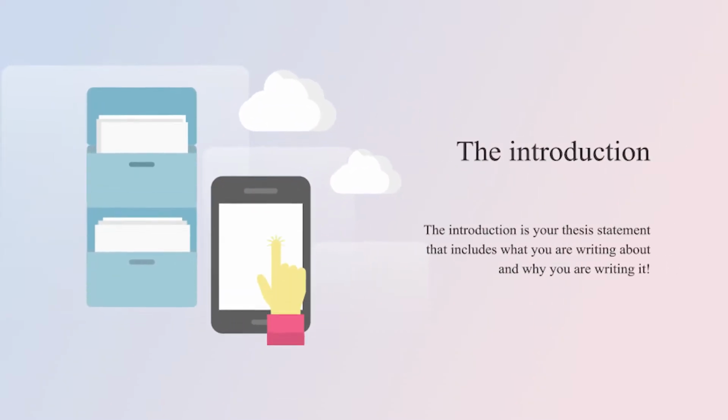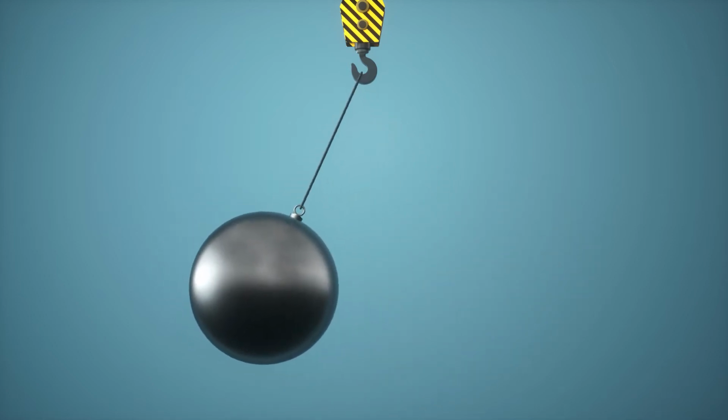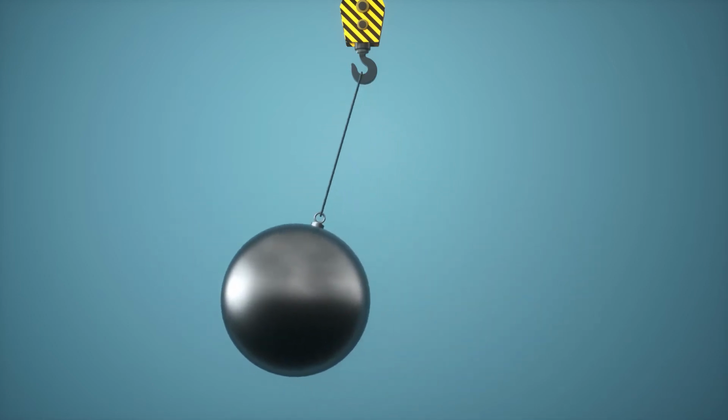The introduction is your thesis statement that includes what you are writing about and why you're writing it. Now, a once upon a time statement won't really be appropriate for a narrative essay. Still, that theory can be applied when you are setting the scene in the introduction. It should include a hook to capture the reader's attention and give them the inside track to your narrative essay.